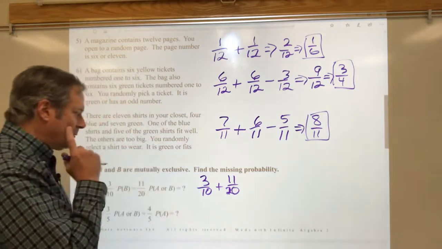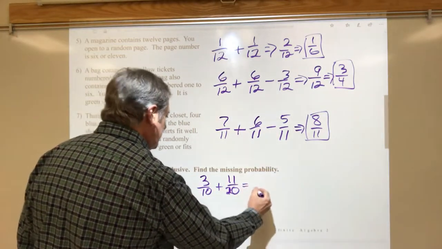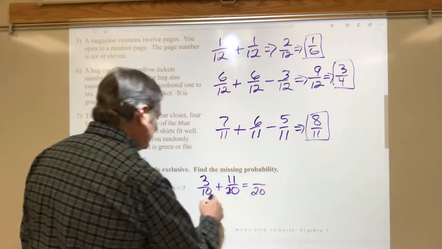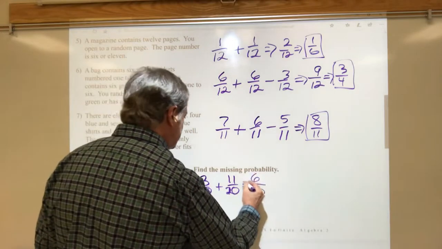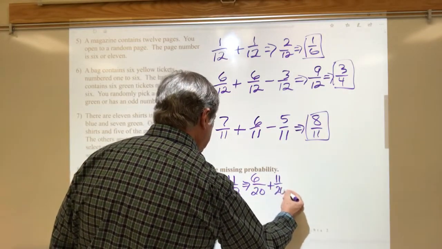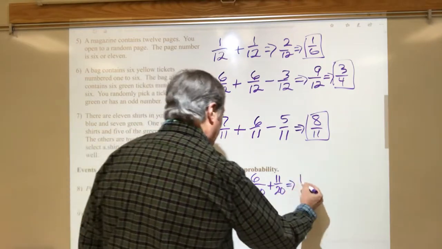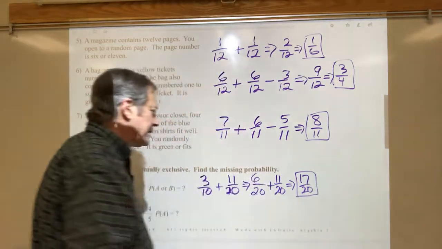Now, I remember back from doing fractions by hand that 20 is the common denominator for both. And so 10 became a 20 by multiplied by 2, so that 3 gets multiplied by 2. And so we have 6/20 plus 11/20, and that gives us 17/20 of a probability.